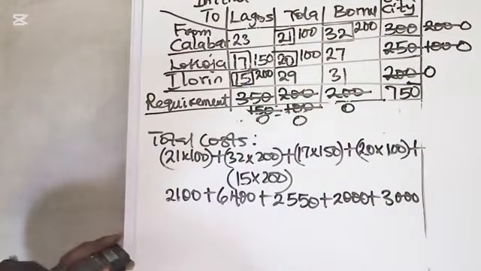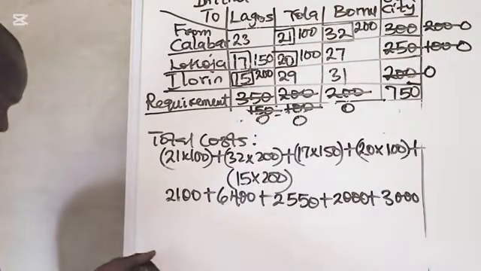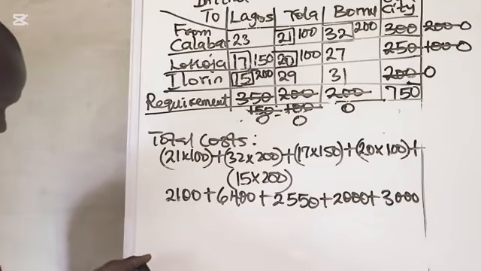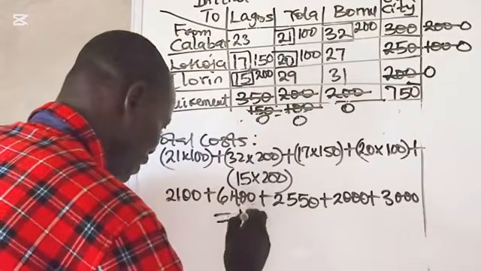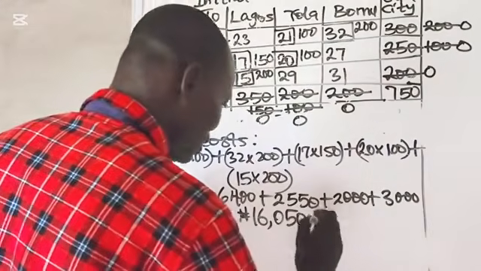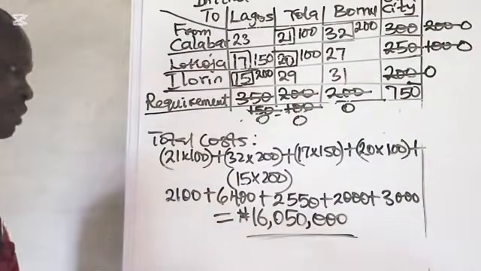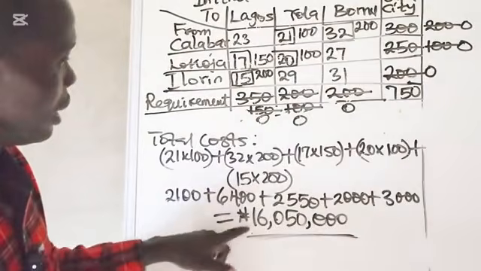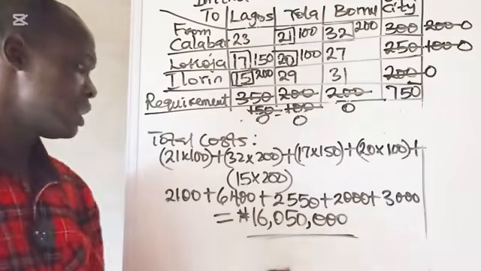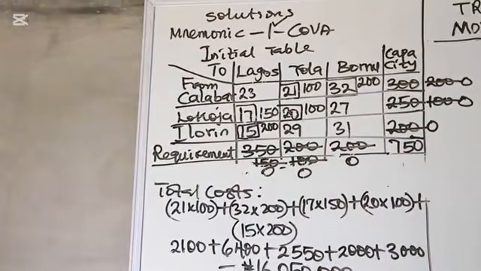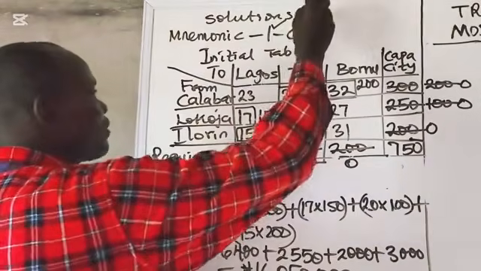So if you sum up everything, 2,100 plus 6,400 plus 2,550 plus 2,000 plus 3,000, the total is 16,050. Remember, if all cost is in thousands, that means you multiply by 1,000. That is 16,050,000 naira. That is the least cost you may incur in the shipment if you use the least cost method.